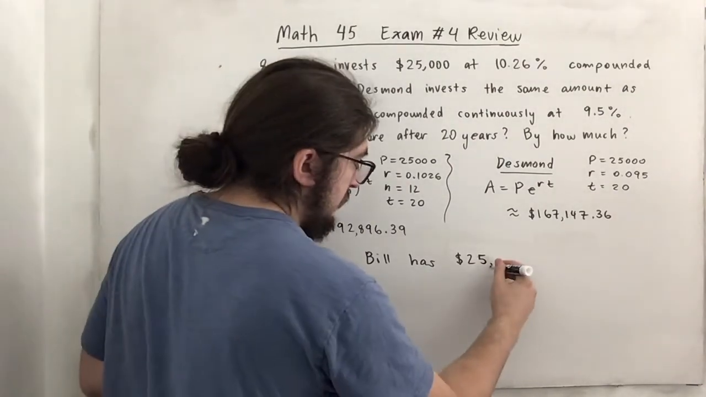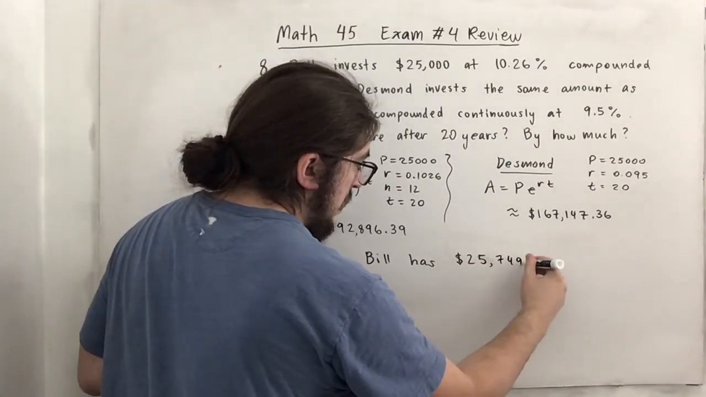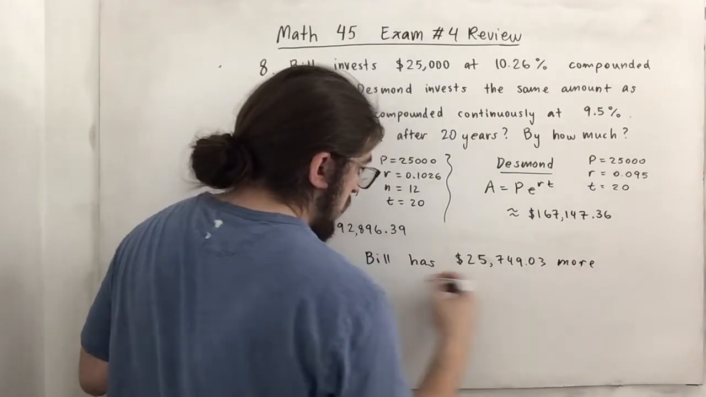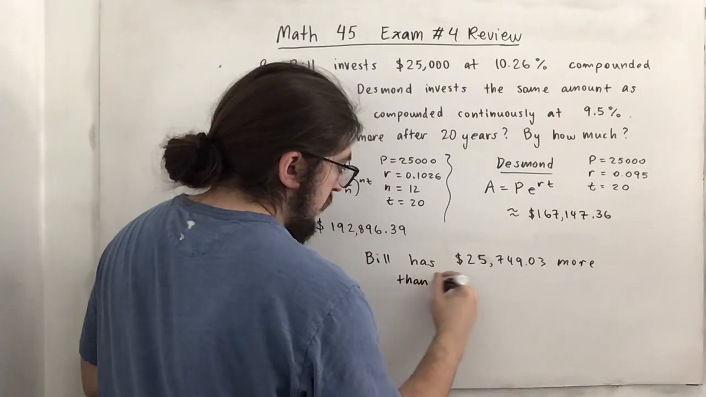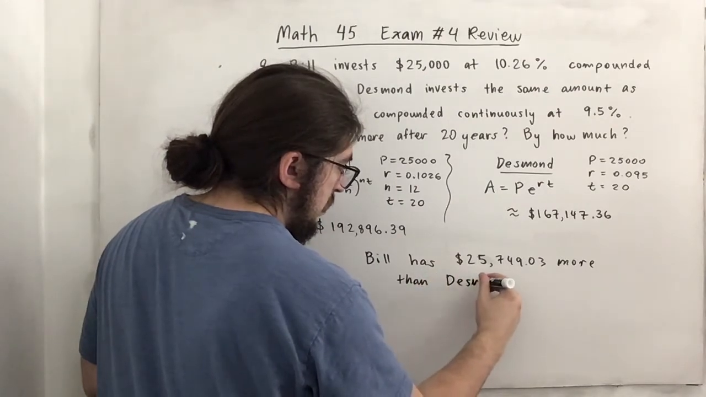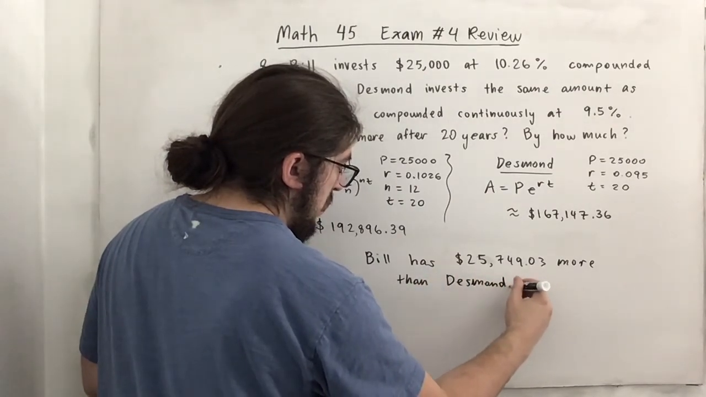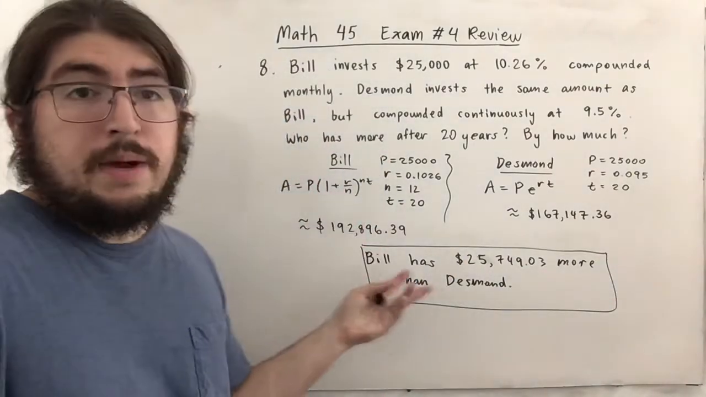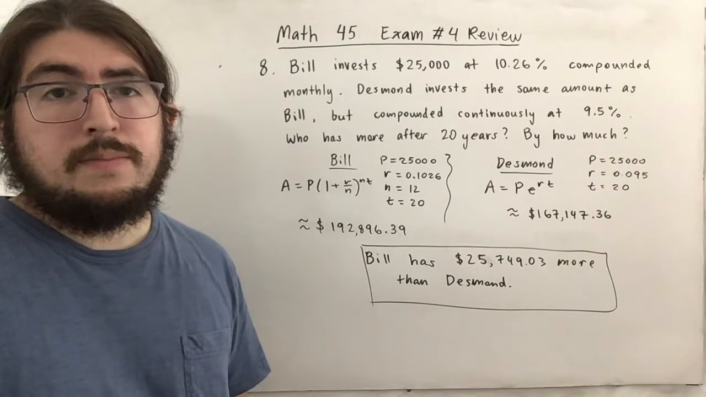25,749, and 3 cents more than the other guy, more than Desmond. Perfect. So that tells us who has more and by how much. Fantastic. So now moving on to number 9.